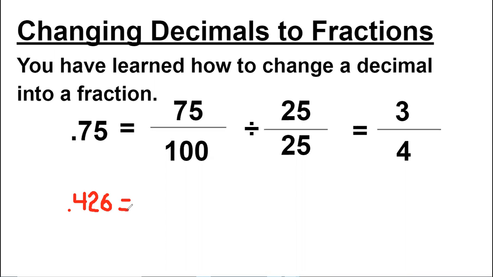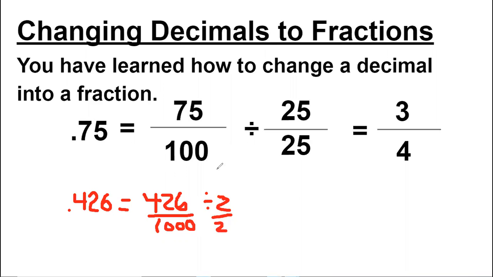Well, think about our place value. Tenths, hundredths, thousandths, right? So we would have 426 over 1,000. And then I would have to reduce it. Well, I would imagine that I could reduce by 2, probably something bigger. But let's start with 2. You can always start with 2 if you have 2 evens, right?